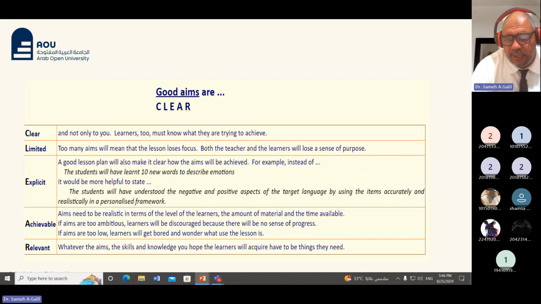And of course, relevance is very important. The aims should be very relevant. The skills and knowledge you hope the learners will acquire have to be things they need. So again, good aims should be clear, limited, explicit, achievable, and relevant.